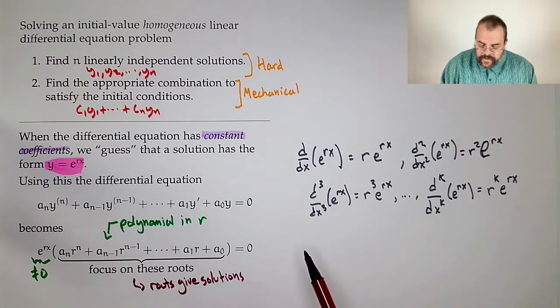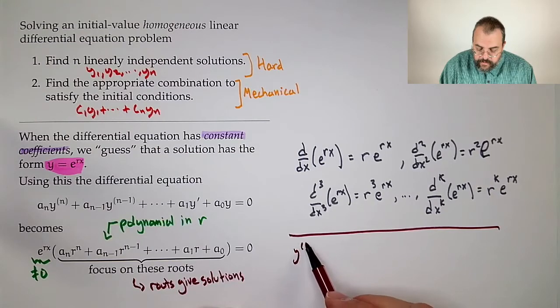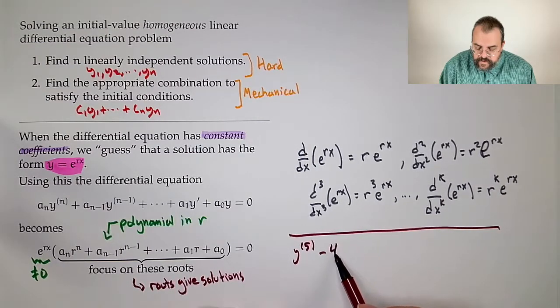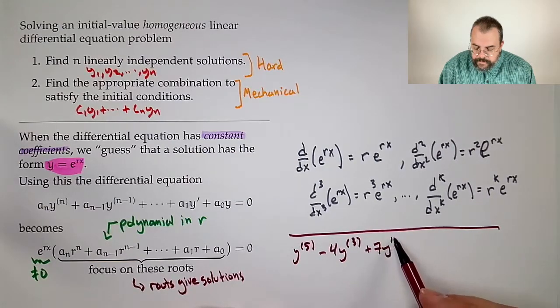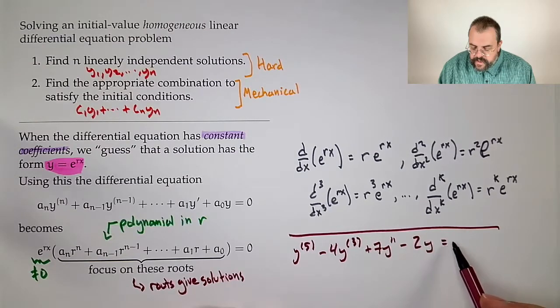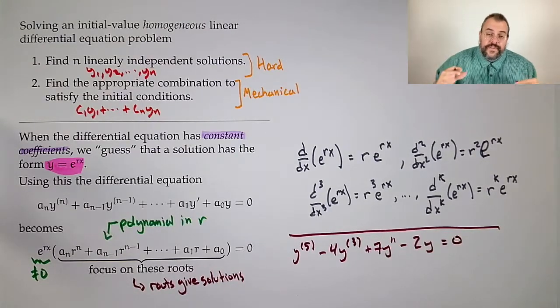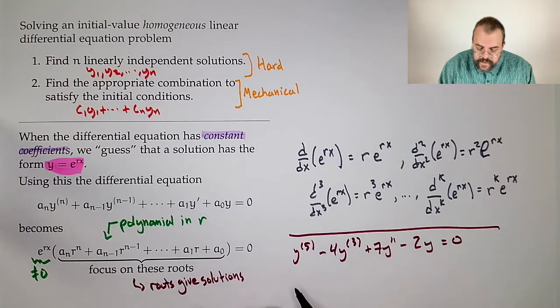So, as a quick example, we can just make up a differential equation. Suppose you have y to the 5th minus 4y to the 3rd plus 7y double prime minus 2y equals 0. Now, this is a 5th order differential equation. And what would it lead to?